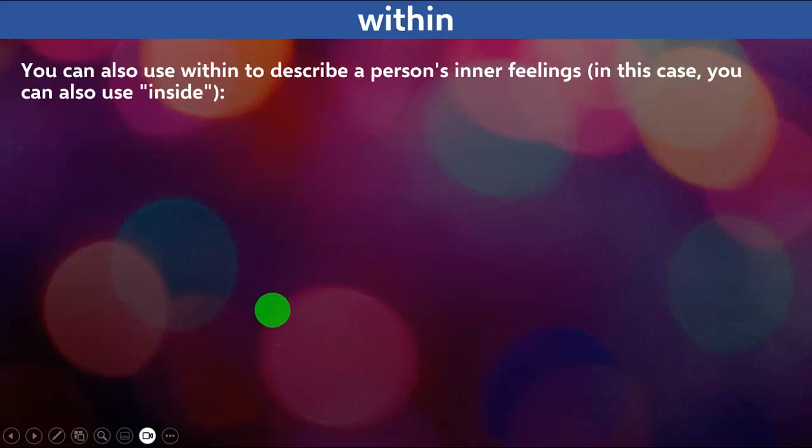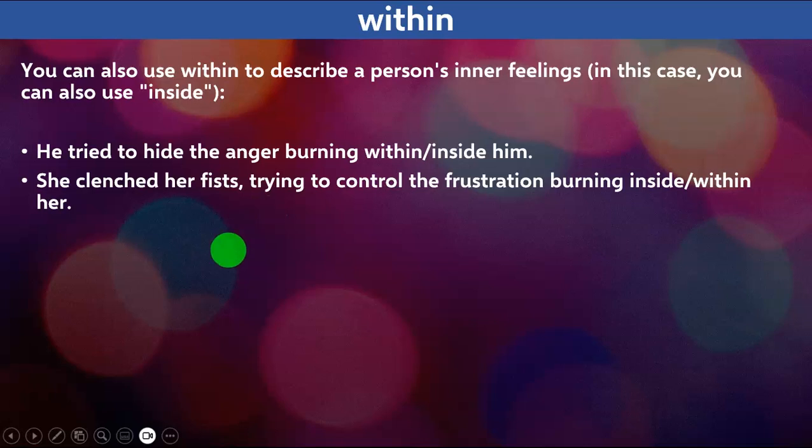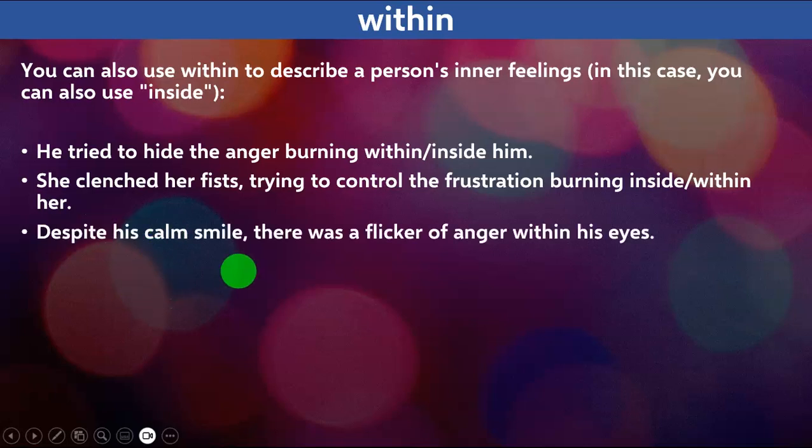And finally, you can also use within to describe a person's inner feelings. In this case, you can also use inside, right? Let's understand this with a few examples. He tried to hide the anger burning within or inside him, right? So that's a way to express a person's inner feelings. She clenched her fists, trying to control the frustration burning inside or within her. Despite his calm smile, there was a flicker of anger within his eyes, right? So these are some sentences used to describe feelings where you can use the word within.